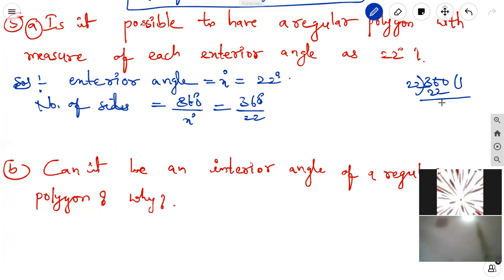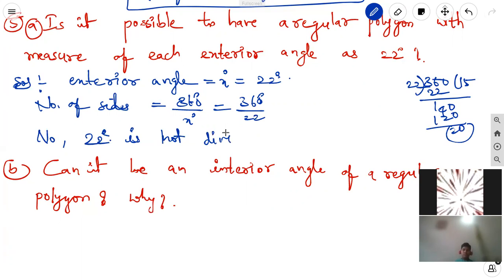22 ones are 22. It's 140. 22 fives are 110. So 20 is the remainder. So here 20 is not dividing 22. So it is not possible. No. Why? Because 22 degrees is not divided with 360 degrees. So it is not.